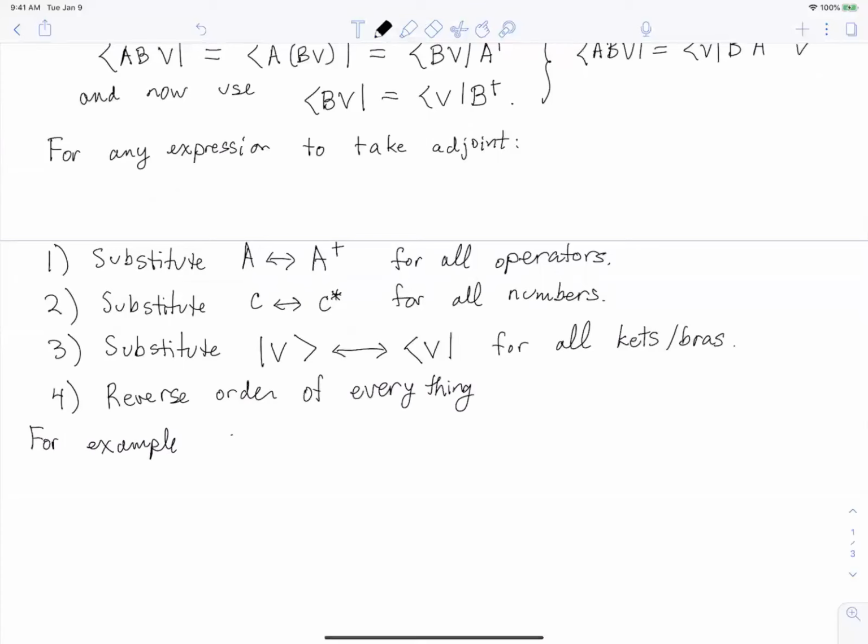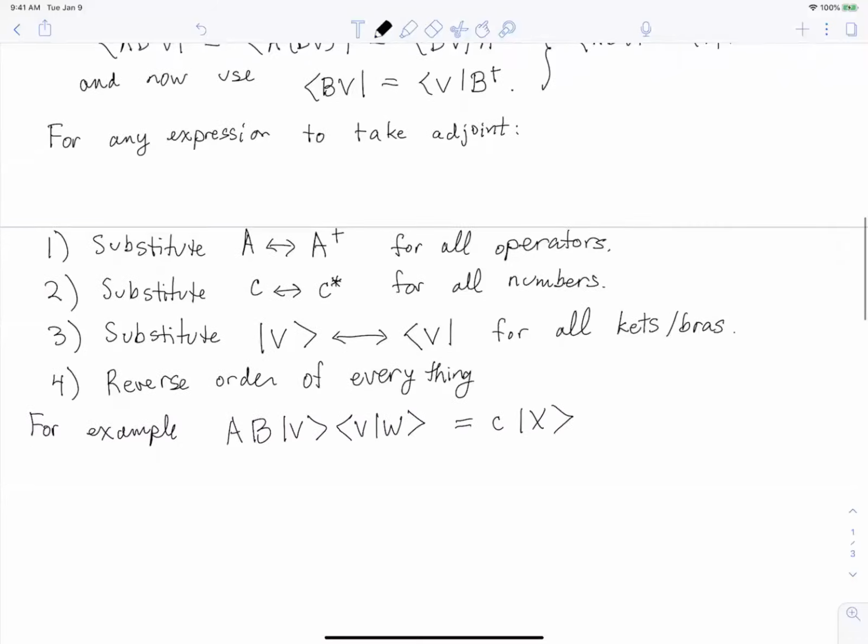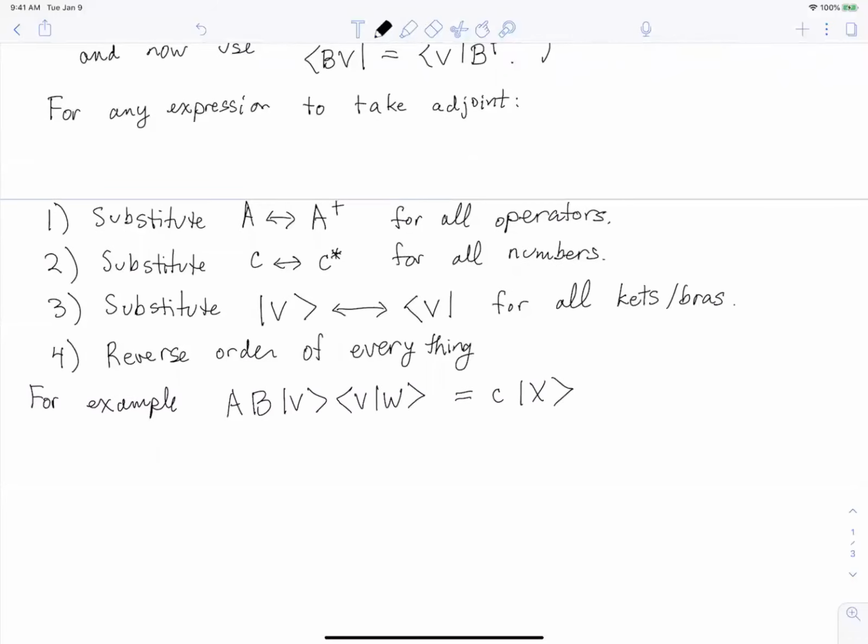So just for example, let me do an example. Suppose you had an expression that looked like A B |V⟩⟨V|W⟩, and let's say your expression claimed that that was equal to a constant C times another ket |X⟩. So both sides of the equation are a ket.